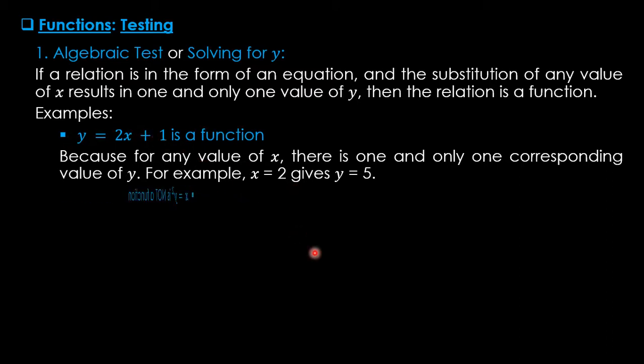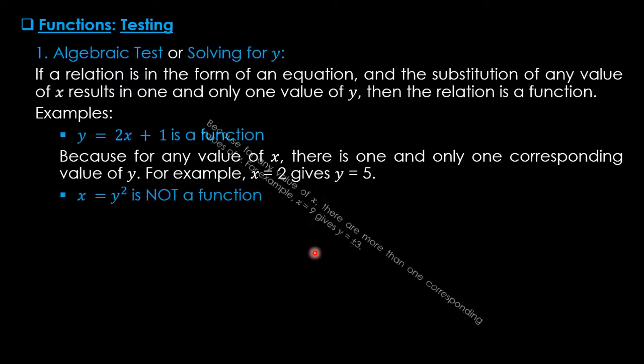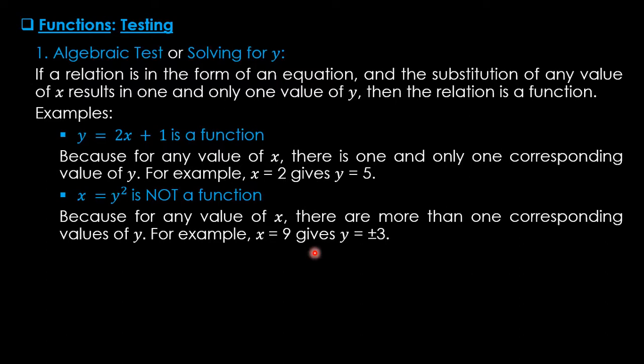What happens in this case? x equal to y square, it is not a function. Why? Because for any value of x there are more than one corresponding values of y. For example, x equal to 9 gives us y equal to plus minus 3. So if we substitute x equal to 9, we will get two values of y, plus 3 or minus 3. So there are more than one corresponding values of y for a value of x, that's why it is not a function.